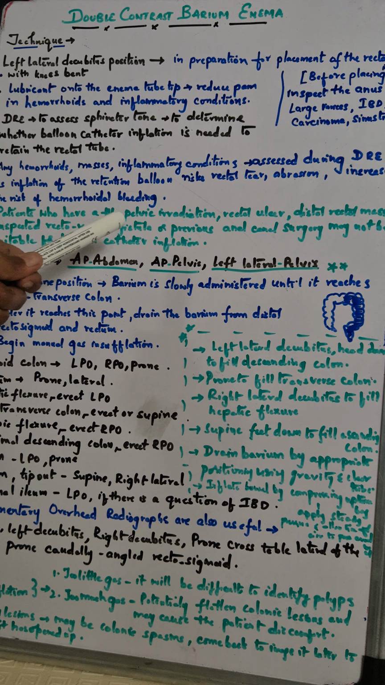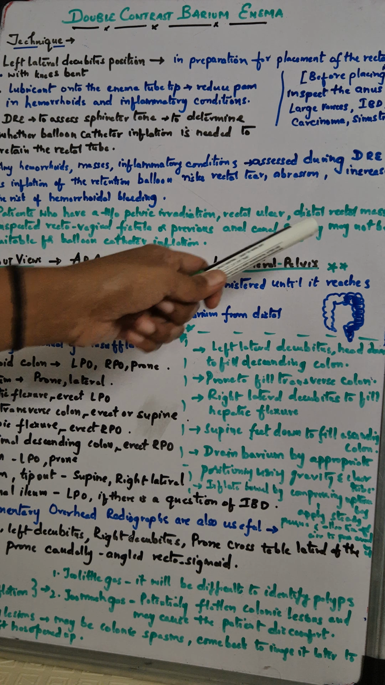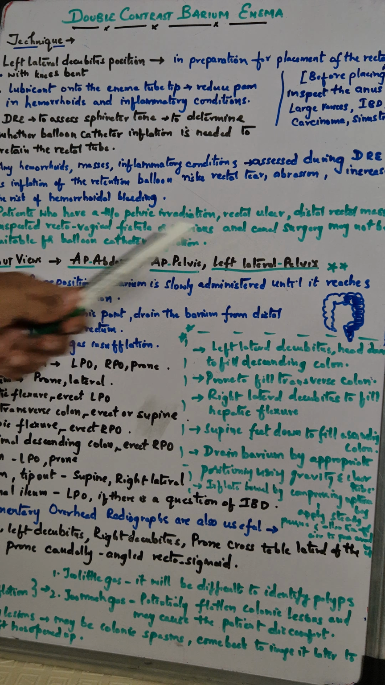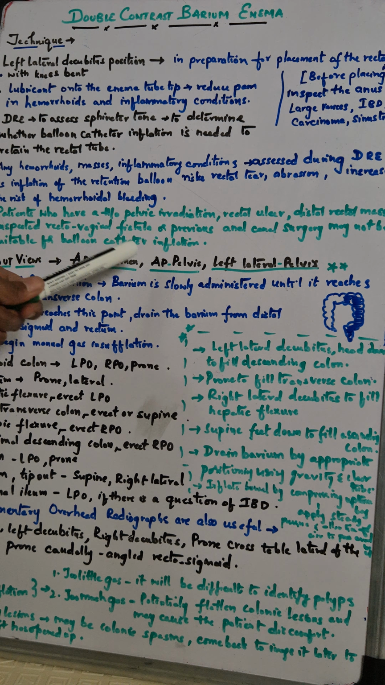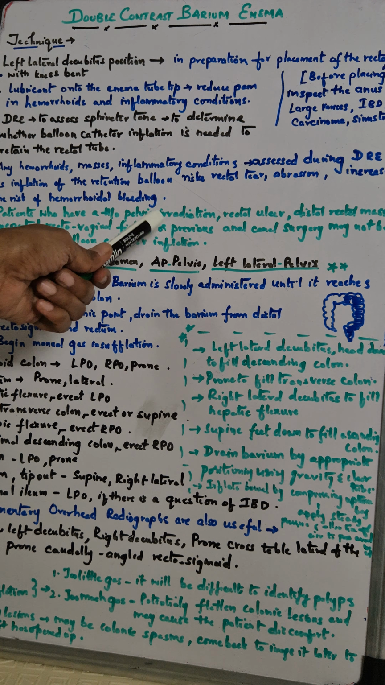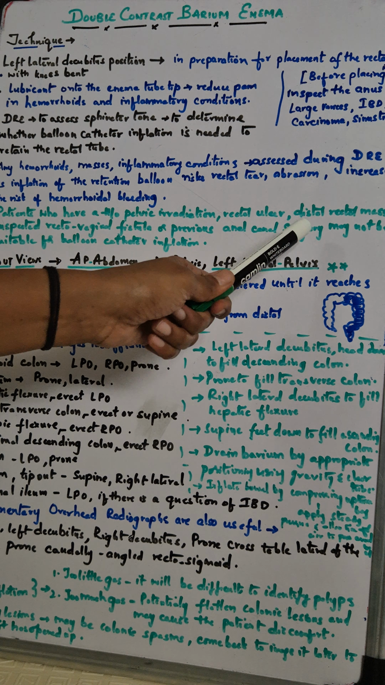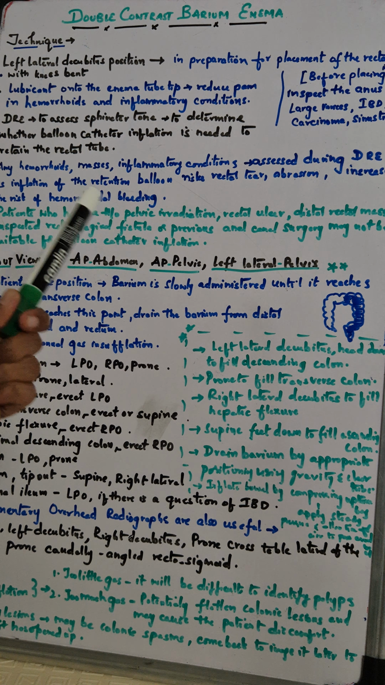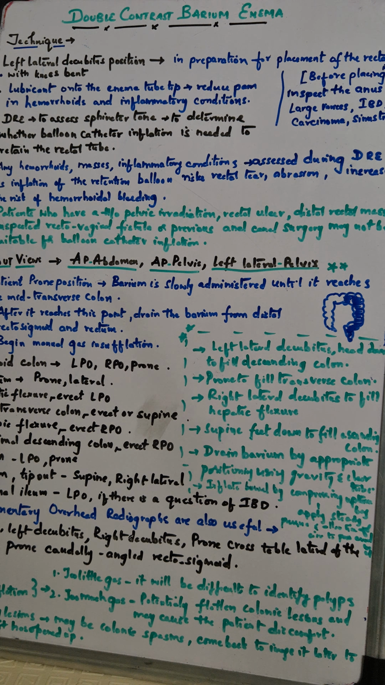Patients who have a history of pelvic irradiation, rectal ulcer, distal rectal mass, suspected rectovaginal fistulas, or previous anal surgery may not be suitable for balloon catheter inflation. So before doing balloon catheter inflation, make sure you take a history. If they have any of these, they are not suitable for balloon catheter inflation.